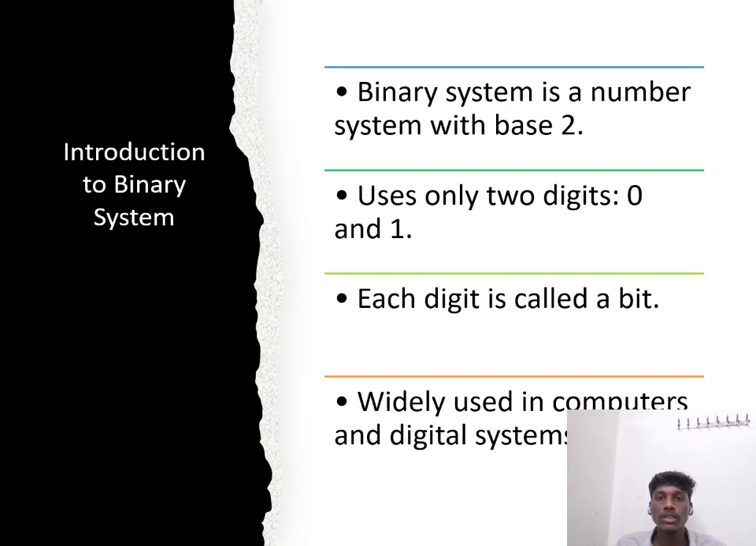A binary system is a number system with base 2. It means the binary system is a base 2 number system. In this, we can use only the numbers 0 and 1. These 0 and 1 are called bits. This binary system is widely used in computers and digital systems. Why? Because it aligns perfectly with the two-state nature of electronic circuits: on and off.